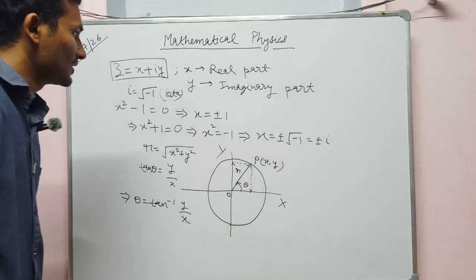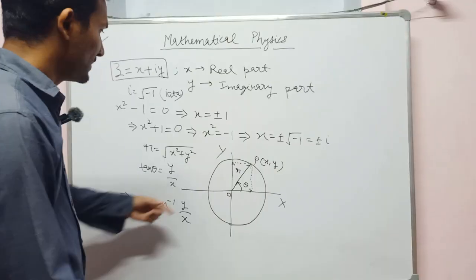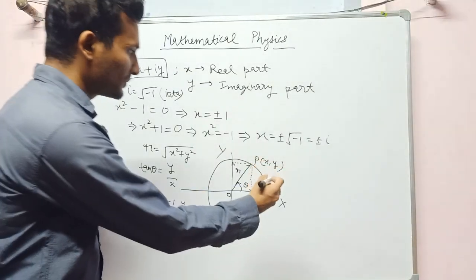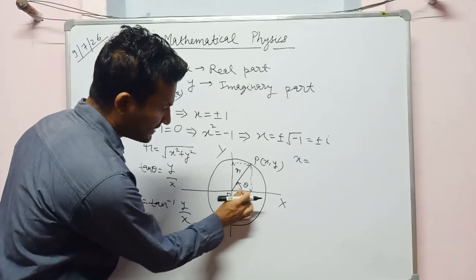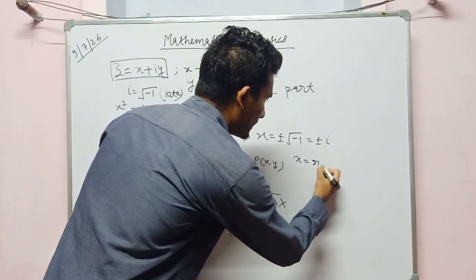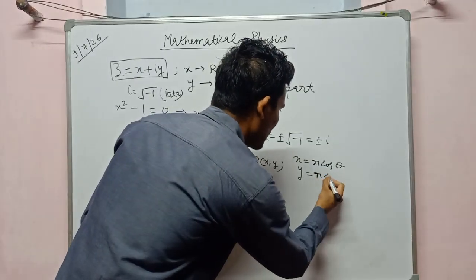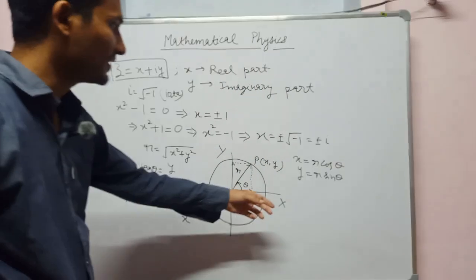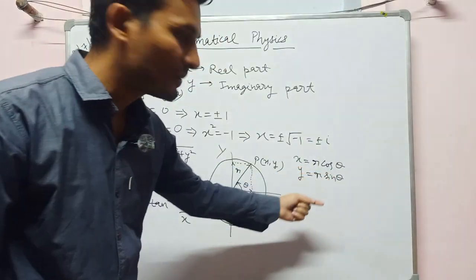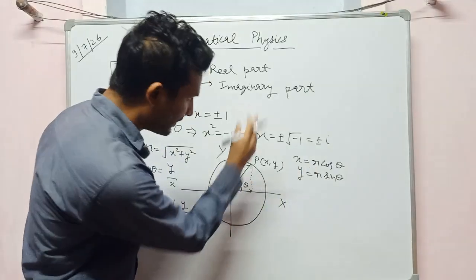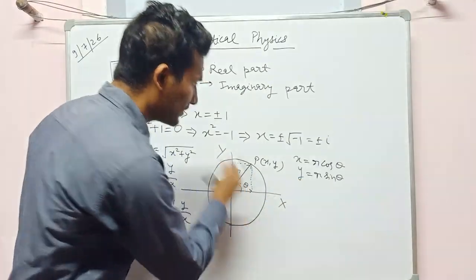Now, for the second representation I was talking about, to convert z into polar form, I resolve x and y here. The x component, with theta made with the x axis, becomes r cos theta, and the y part becomes r sin theta. You can also verify from the corresponding formulae of cos theta and sin theta: cos theta is base upon hypotenuse, so base is x, hypotenuse is r, and sin theta is perpendicular upon hypotenuse, which gives y upon r.